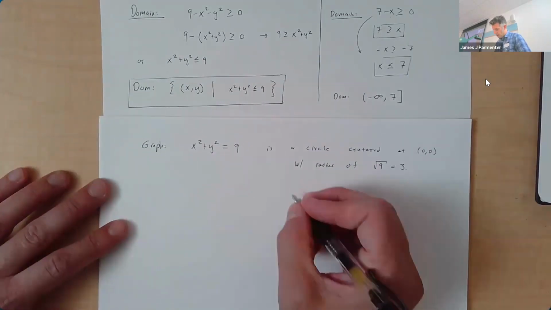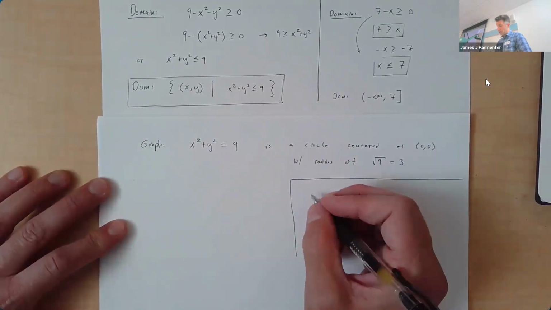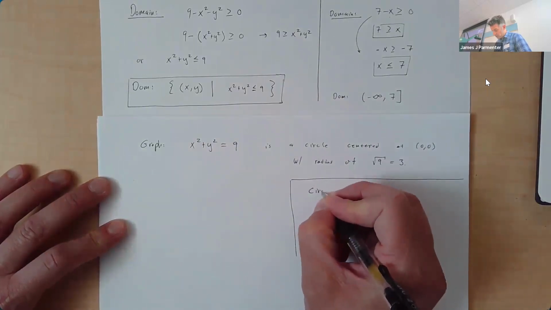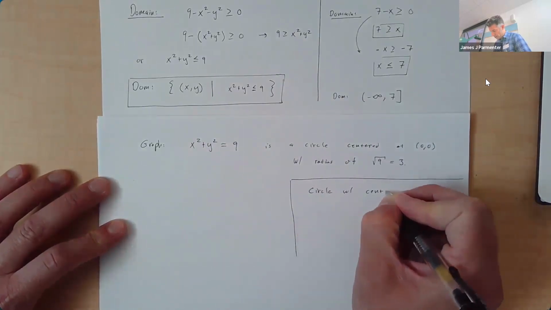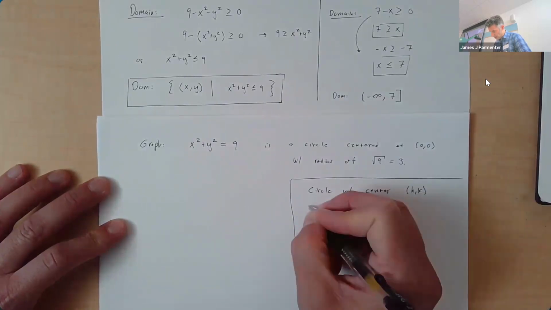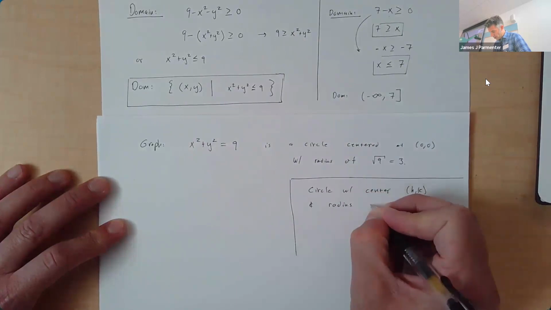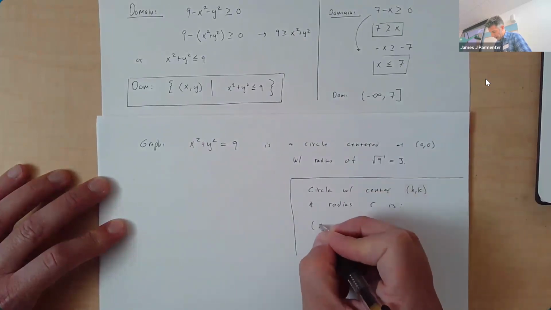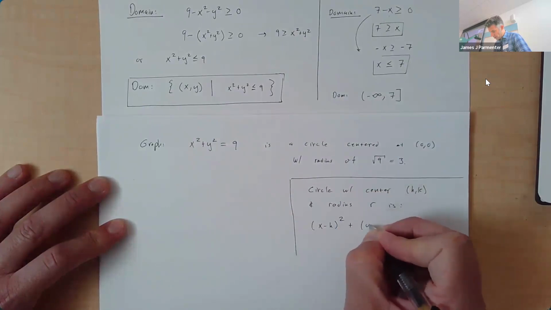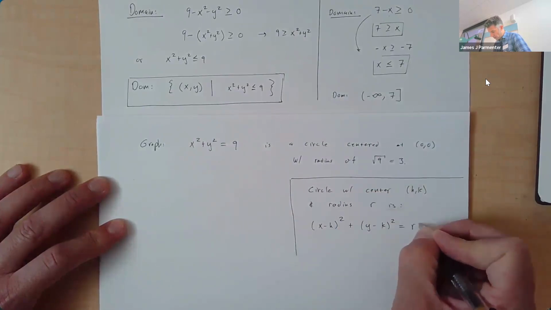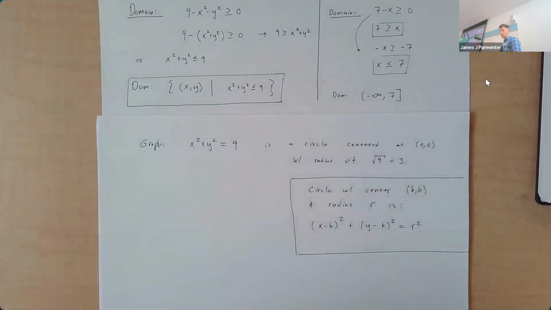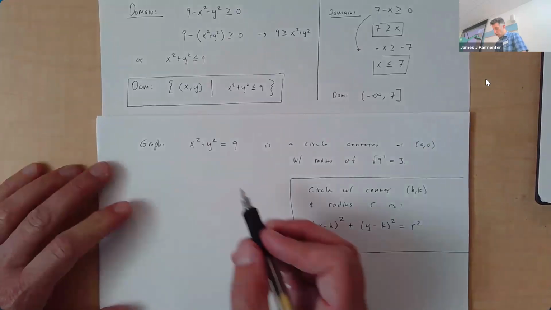Just as a quick aside here, the standard equation of a circle with center h comma k and radius r is given by (x minus h) squared plus (y minus k) squared equal to r squared. Most circles you see in this class, at least when you're talking about domain, will probably be centered at the origin. They'll probably just look like x squared plus y squared equal to some number, some radius squared.